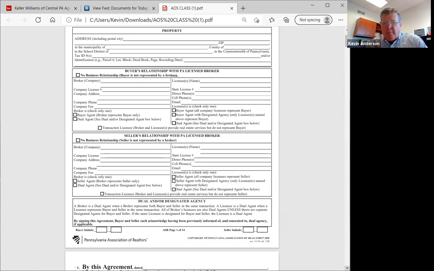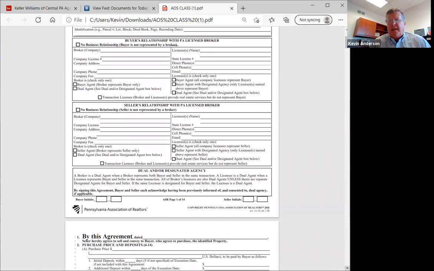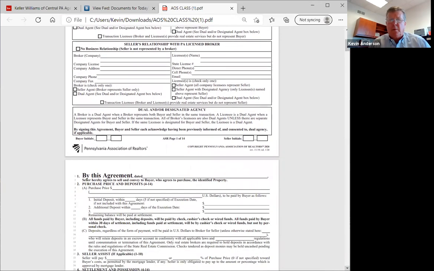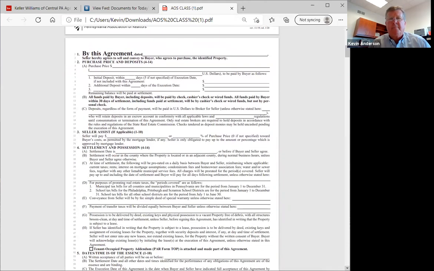By signing this agreement, buyer and seller each acknowledge having been previously informed, previously being the key word, of and consented to dual agency if applicable. So that's the disclosure. By signing this, that's what proves that they had prior knowledge of the dual agency and accepted it. And there are some companies that just say you should not practice dual agency. The State Real Estate Commission, however, at this time, permits it as a type of agency. All right.